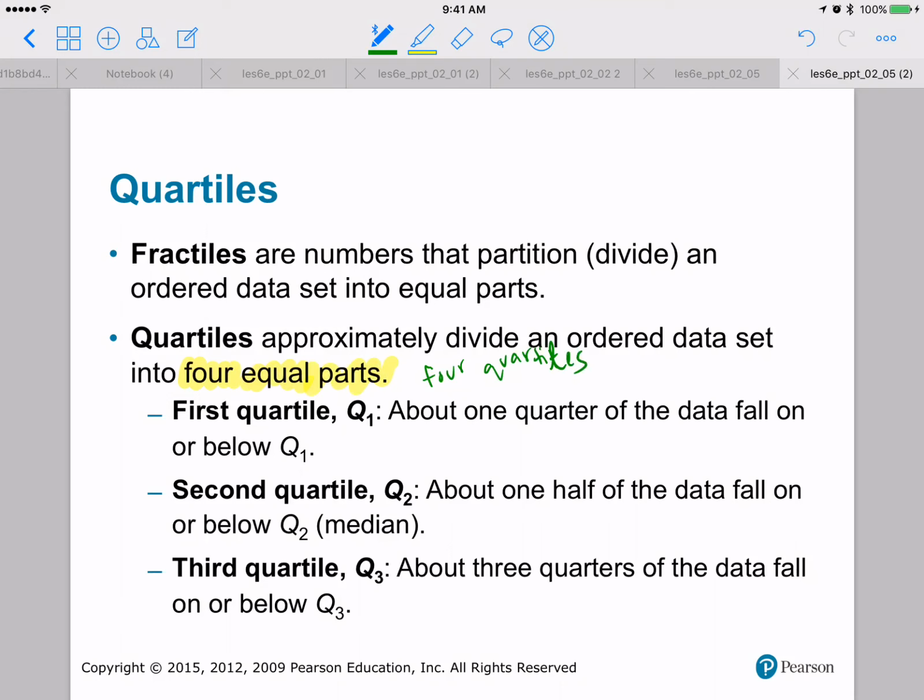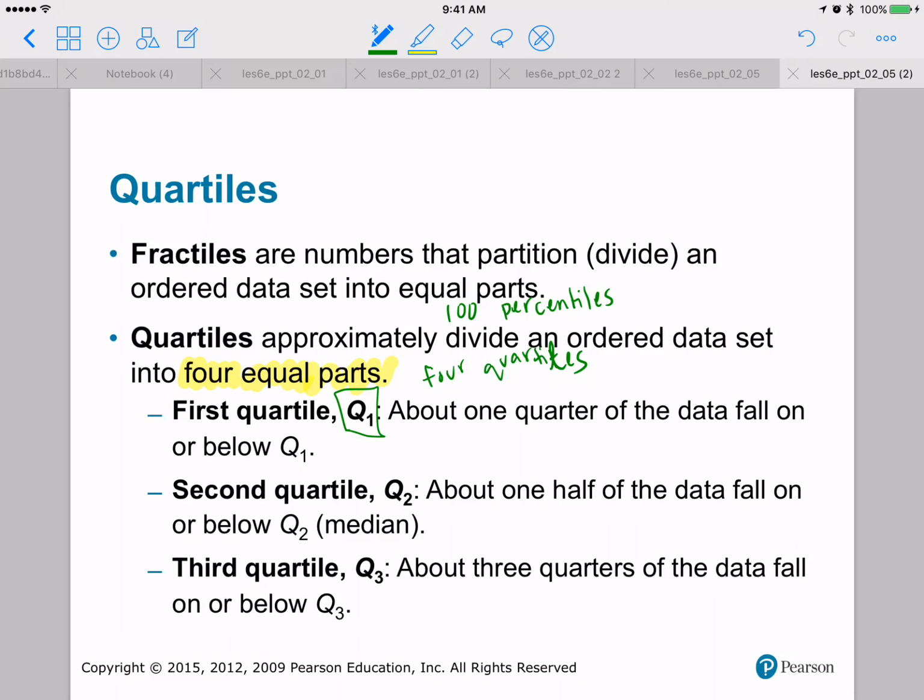If you take your data set and split it up into percentiles, then you've got 100 percentiles. So your data set is split into 100 percentiles. Your data set is split into 4 quartiles. You kind of get the idea here. Now the quartiles are labeled as such. Your first quartile is Q1, and about 1/4 of the data fall on or below Q1.